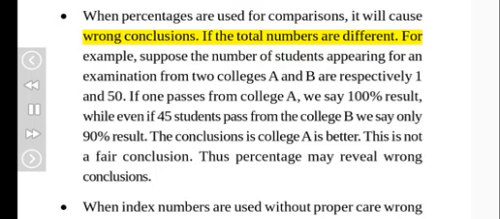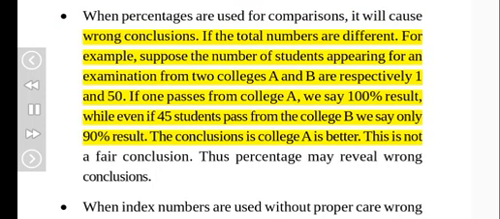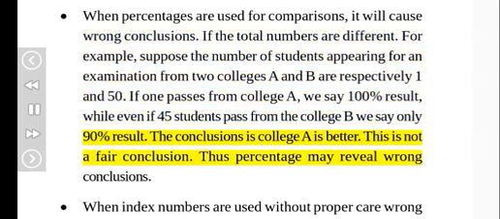If the total numbers are different. For example, suppose the number of students appearing for an examination from two colleges A and B are respectively 1 and 50. If this is from college A, we say 100% result, while even if 45 students pass from college B we say only 90% result. The conclusion is college A is better. This is not a fair conclusion. Thus percentage may reveal wrong conclusions.